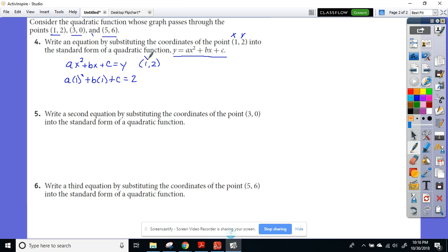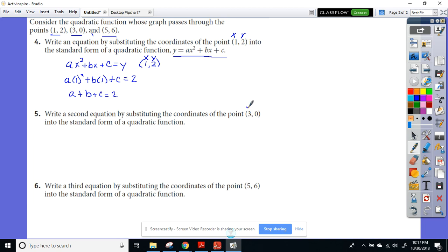This is the x value. This is a y value. I plugged 1 in for x. I plugged 2 in for y. 1 times 1 is 1, so that's just a. B times 1 is b. Okay? So plugging in the 1 and the 2, I get this equation.